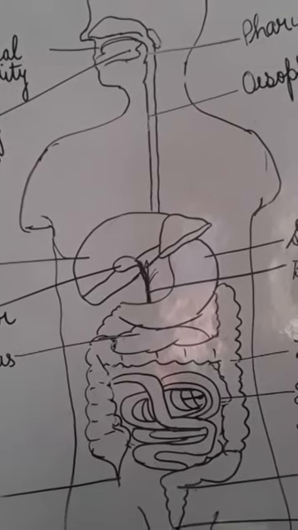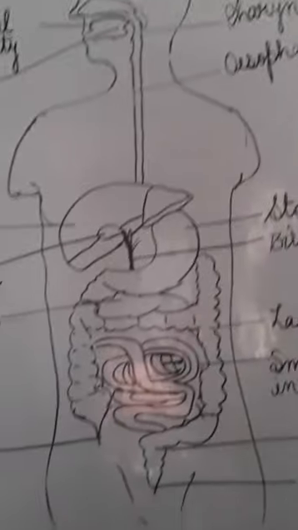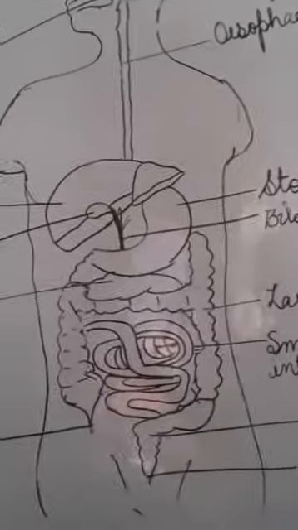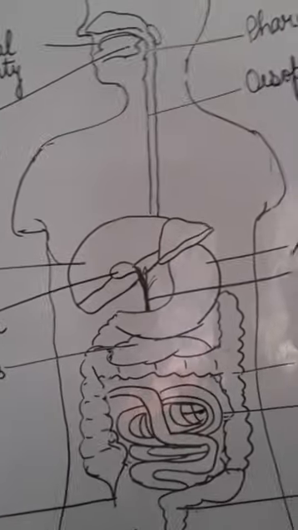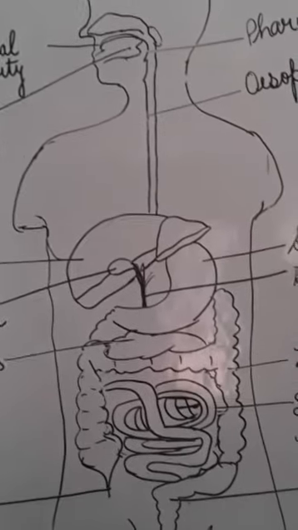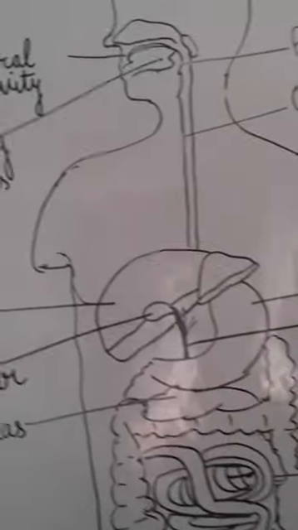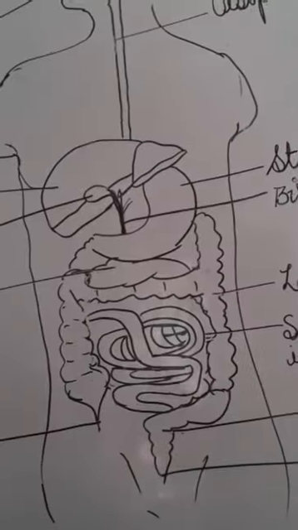Another part is the teeth. Teeth are hard structures. What is the function of teeth? Grinding, cutting and chewing of the food, because they are hard structures.